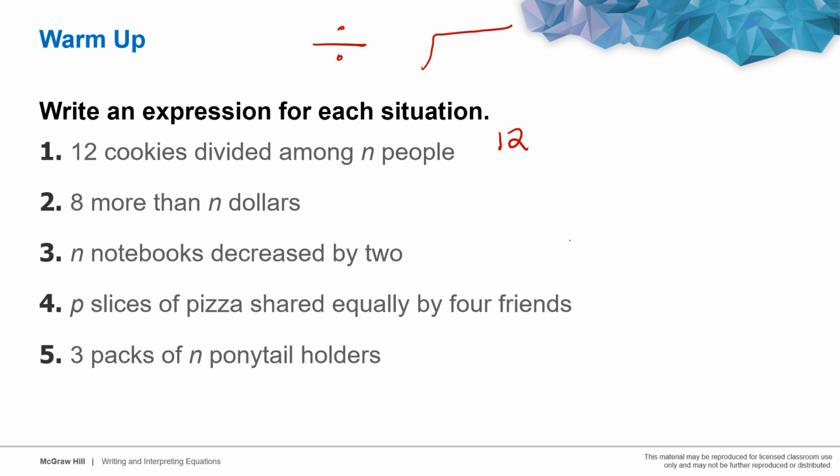Division, we could also see it as a fraction. Do we all know that a fraction is the same thing as dividing? Like if I say 6 divided by 2, that's like a fraction. So when we're thinking of division in these problems, we want to write them as a fraction. So if it's 12 divided by n, we're going to do 12, fraction bar, and then our n.